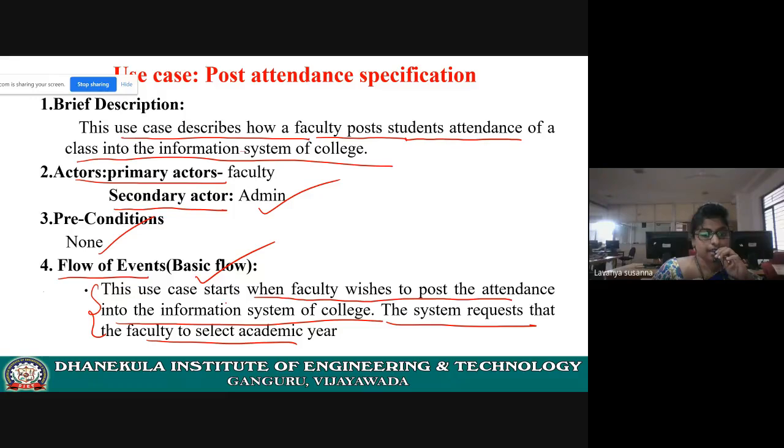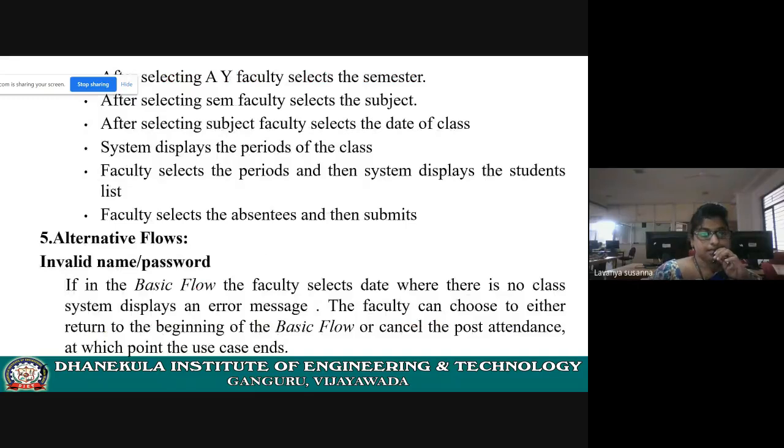Just now I have shown, right? That one by one you need to write. First I need to select the academic year. Next, what I need to do? Just now I have shown what I need to do. I need to select the semester. Next, I need to select subjects. Subjects will be displayed. Next, after selecting the subject, I need to select the class, date.